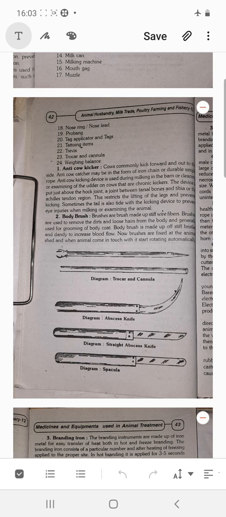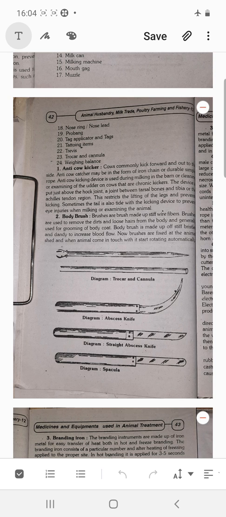Second is body brush. It is used for brushing stiff dust and dirt. Brushes are made of stiff biofiber. Brushes are used to remove the dirt and loose hair from the body and generally used for grooming of the body coat. Body brush is made up of stiff bristles and dandy to increase blood flow.